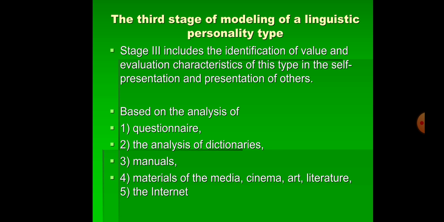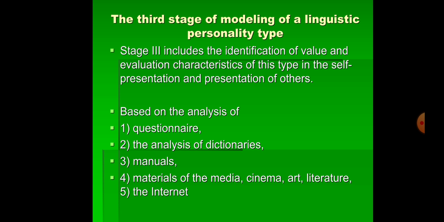Stage 3 includes the identification of value and evaluation characteristics of this type in self-presentation and presentation of others. The value aspect is the positioning of the type in the value system of the lingua culture, which has a dual character, individual and collective. At the same time, there is a tendency to lose personal appreciation due to attraction of figurative, symbolic perception in the public consciousness.